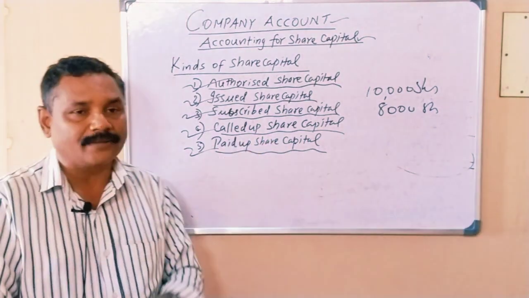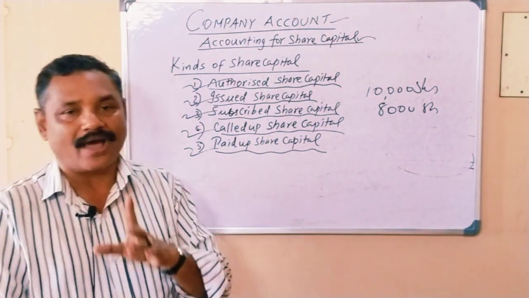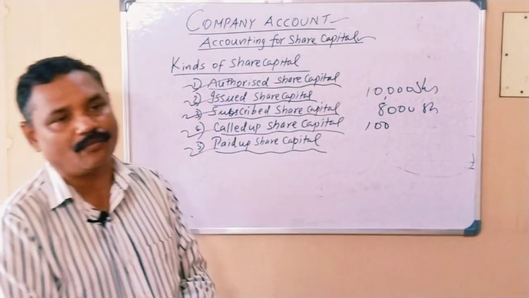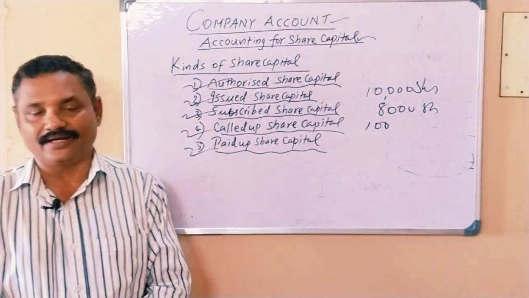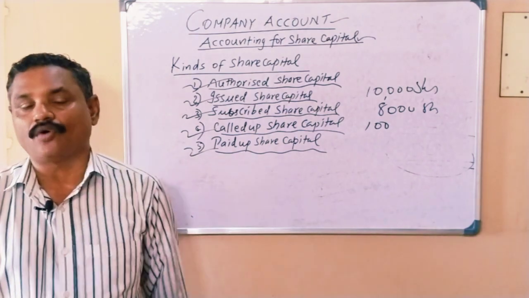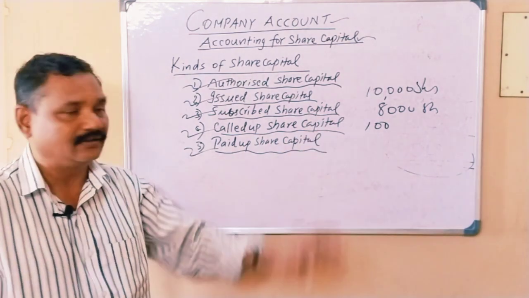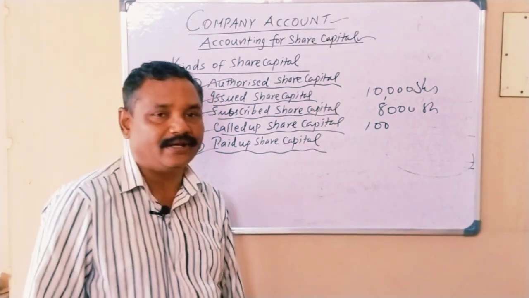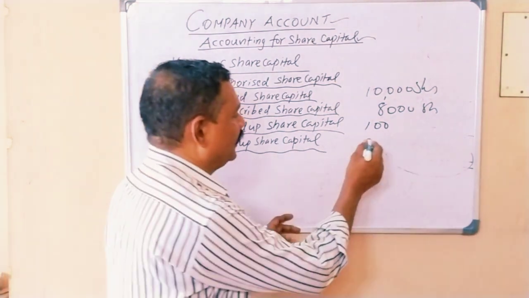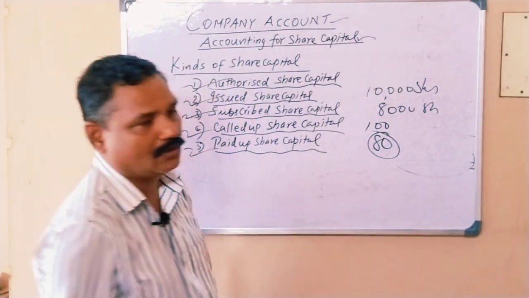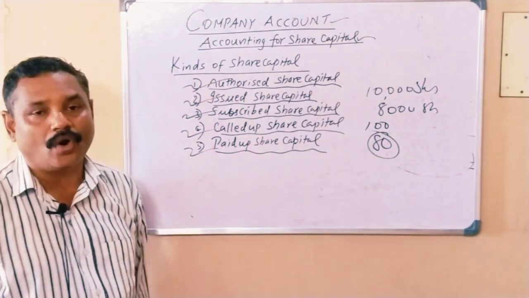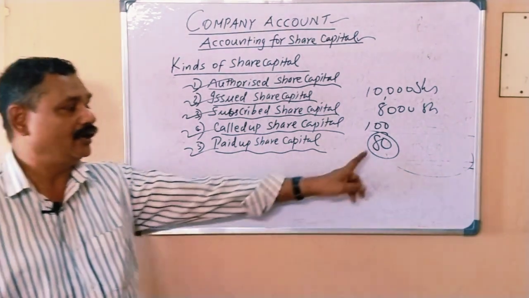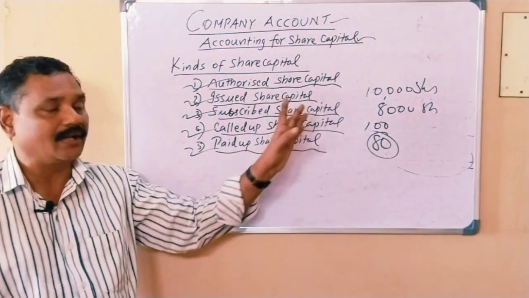Related to called up share capital, if the face value or original price of one share is 100, the company can call for different amounts: application, allotment, first call, final call. The company can call till 80 only. The share amount called up on the face value of the share, 80, is called the called up share capital.